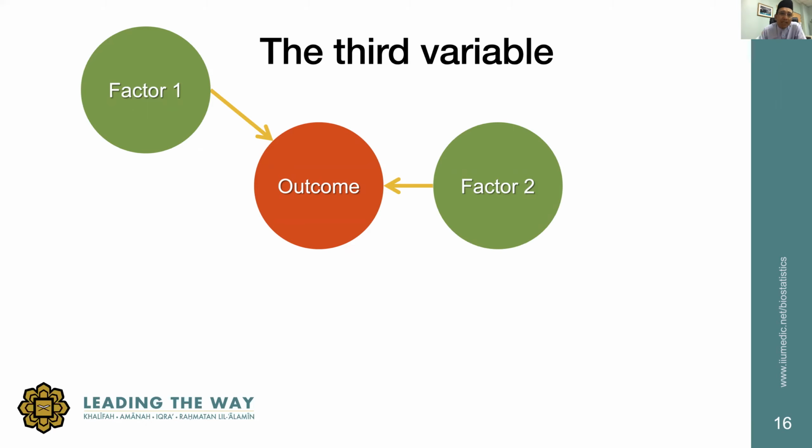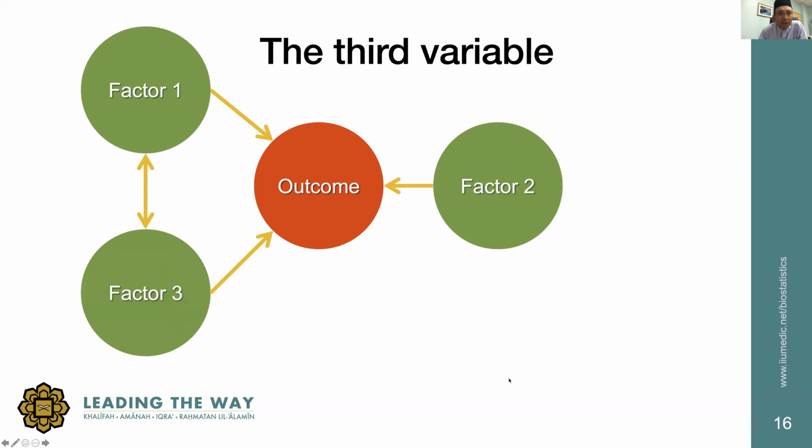Why do I say independently? Because you can see that factor 2 and factor 1 are not related in this example. So they are affecting the outcome independently. They are not related to one another and they affect the outcome. We can also have factor 3, which is also independent in this case. However, if we study further and we see that factor 1 and 3 are actually associated to some degree, there is some relationship to a certain degree. So this can become more complicated.